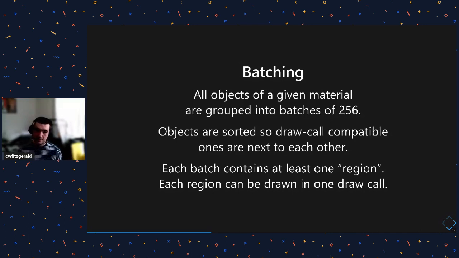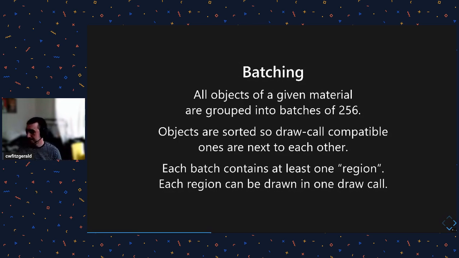Before the batching happens, objects are sorted so that all draw call compatible ones are next to each other in that list of objects. So basically, we can just run down the array and figure out, if these objects remain compatible, we can put them all in one draw call. Each batch contains regions, and a region is the section of objects that can be drawn in one draw call. Importantly, regions never span beyond one batch. There's at least one region for each batch, and regions can't cross batch boundaries.